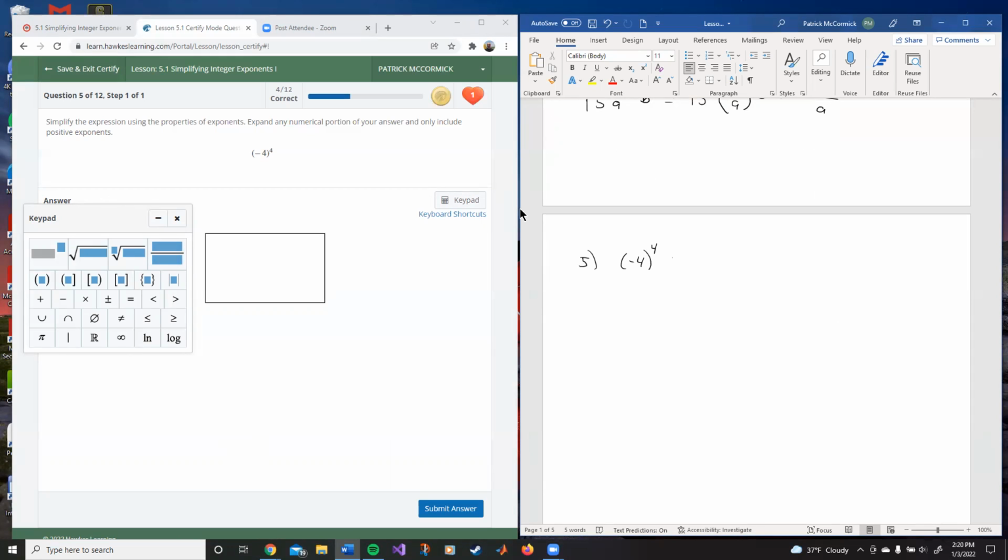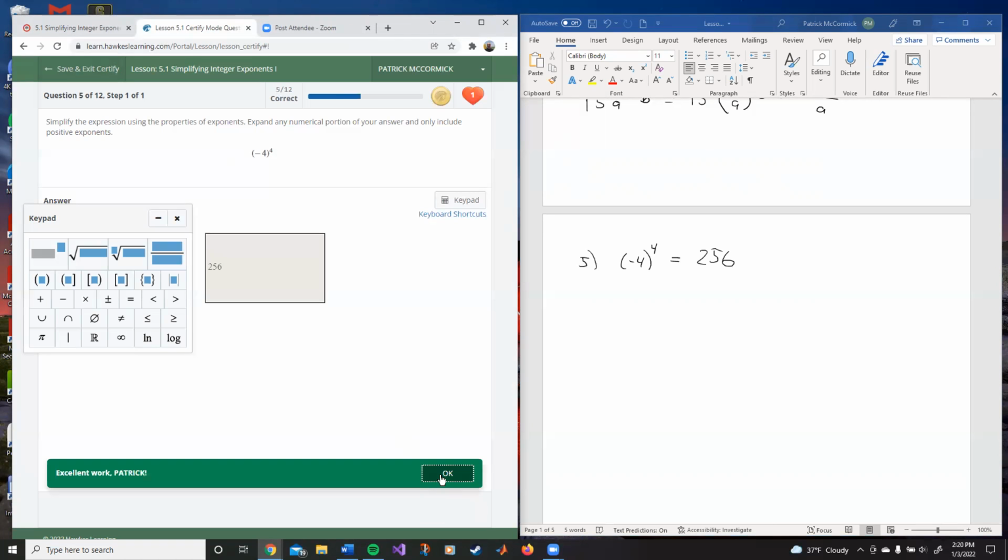So 4 to the 4th. Well, that's what your calculator is for. So break out your calculator, calculate it out. So be sure you know how to use your calculator to calculate exponents. So 4 exponent 4, 256. And it's positive because it's a negative number raised to an even power, 256. And there we go.